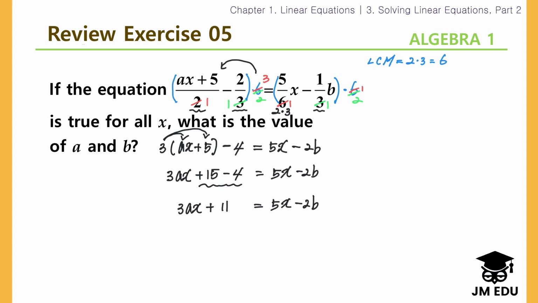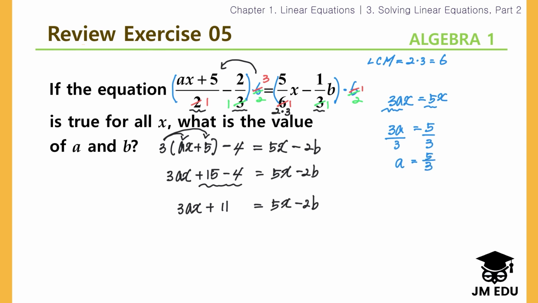Right? Okay, since this equation has infinitely many solutions, we must have the same x term, right? Which means 3a must be equal to 5, right? So let me write right here. 3ax must be equal to 5x. This means 3a must be equal to 5. So dividing by 3 gives us a is equal to 5 over 3.